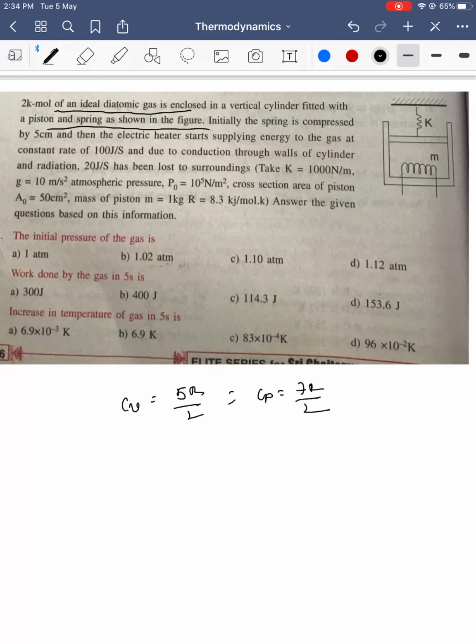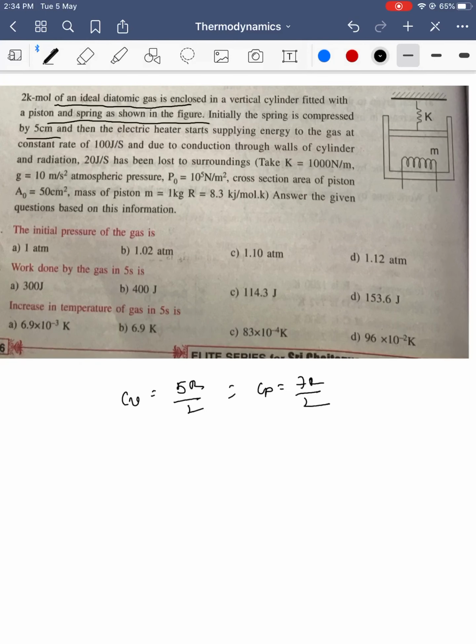The spring is compressed by 5 centimeters. So if it is compressed, let's draw a free body diagram of the piston. Initially the pressure will be Pi, so the force in the upward direction is Pi into A. The spring is compressed, so the spring force will be in the downward direction. What is the force? K into X.